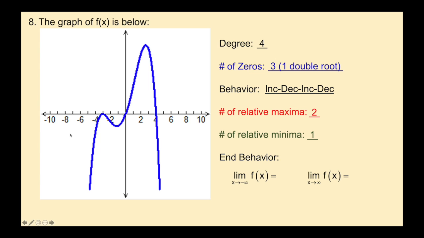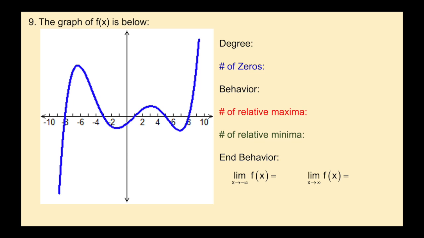And then as far as our end behavior on the left side, if I were to put an arrow here, this is pointing down, so that's going to go towards negative infinity. The degree is even, so even without looking at the graph, we know that these should be the same, but then we can see that this is pointing down as well, so they both approach negative infinity.